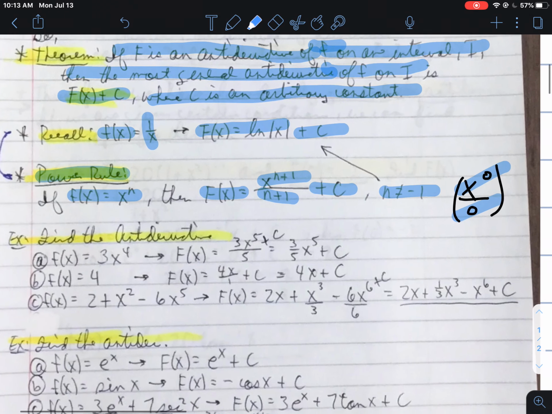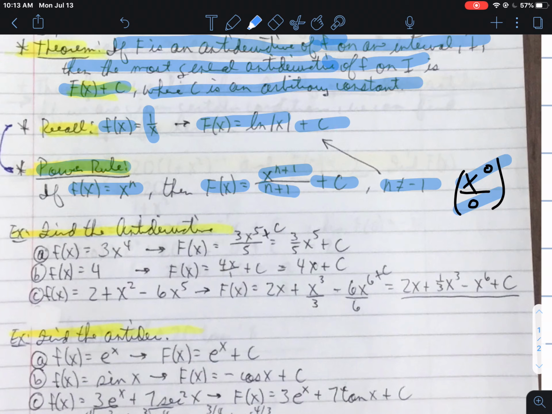All right. But other than that, the power rule is pretty straightforward. Just like differentiating with the power rule, it's pretty straightforward once you get the hang of it. Just again, be careful. Make sure you're not going the wrong direction, and then don't forget to tack on your arbitrary constant, your plus c, when you're finding your general antiderivatives.